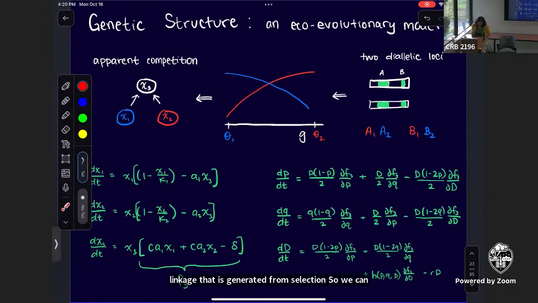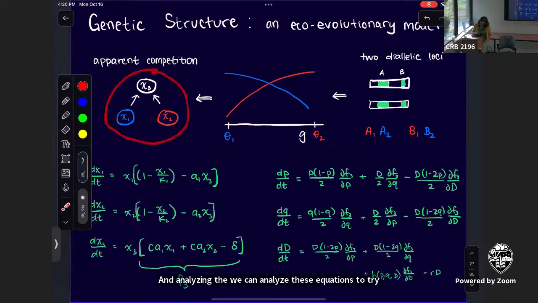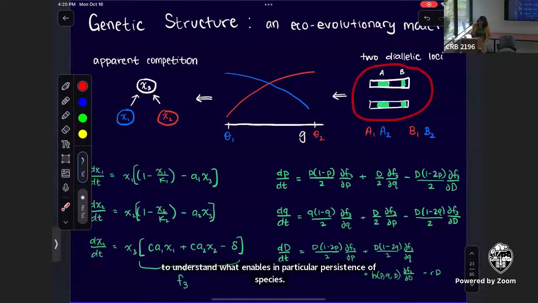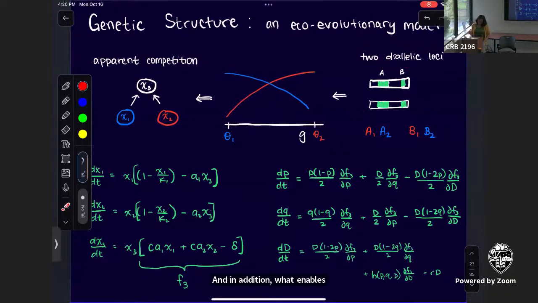So we can write down a set of equations here. On this side, these are the equations for the dynamics of the different species. And then here I have P, and P is the frequency of one allele at one locus. Q is the frequency of one allele at the other locus. And D is that linkage disequilibrium, or the statistical association of the 2 alleles here. So we can analyze these equations to try to understand what enables, in particular, persistence of species, and in addition, what enables internal variation to be maintained within the predator species.